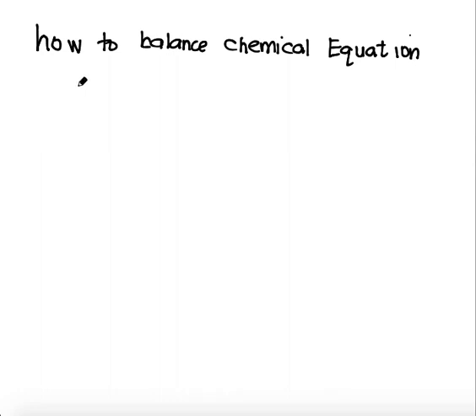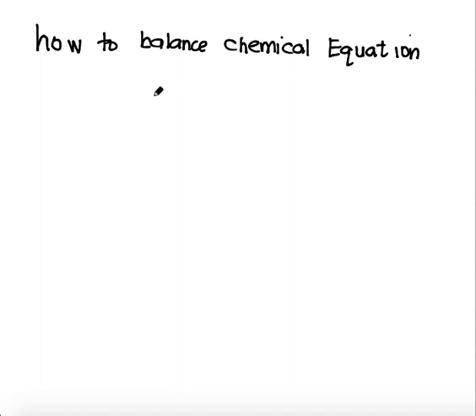Our topic for today is how to balance a chemical equation. A chemical equation is the representation of a chemical reaction, showing the elements or particular compounds and molecules that participated in that reaction. In balancing a chemical equation, we follow a law, the conservation of mass.